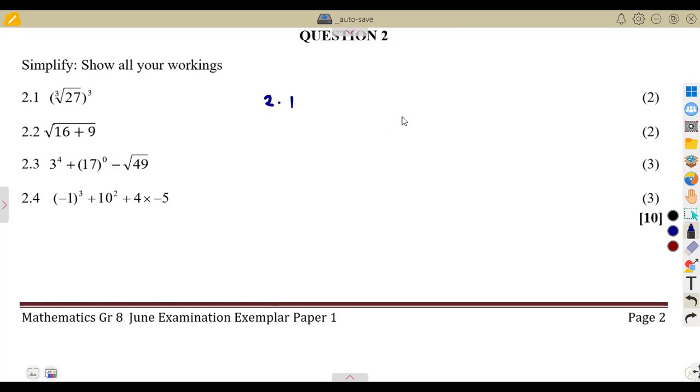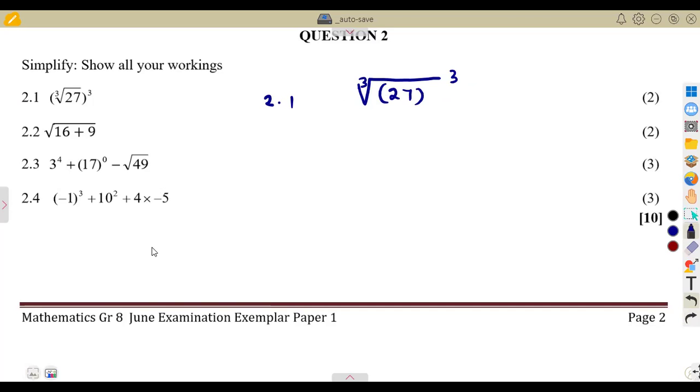All right, we are given 2.1: to simplify, showing all calculations, the cube root of 27 to the exponent of 3. So what does it mean? It simply means we have something of this nature here. It can be just given like this to the exponent of 3, just one and the same.